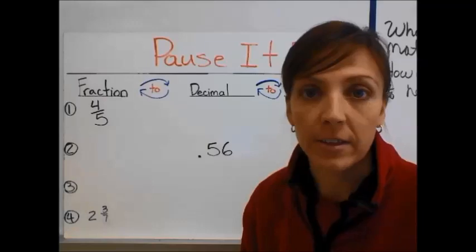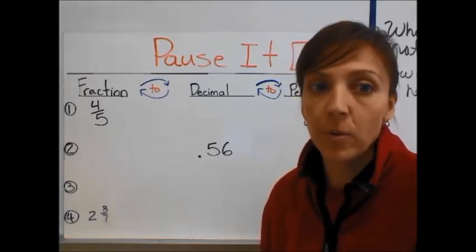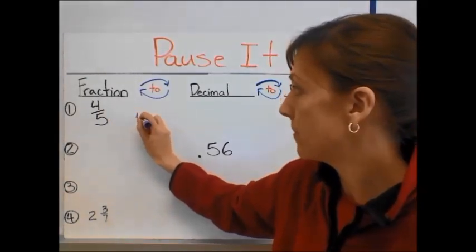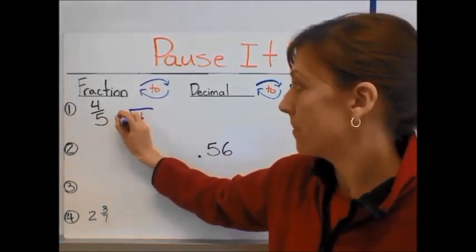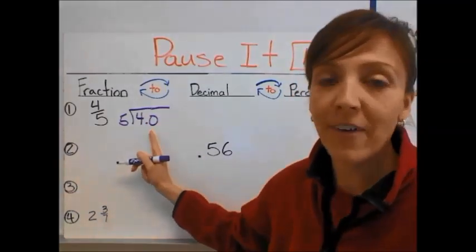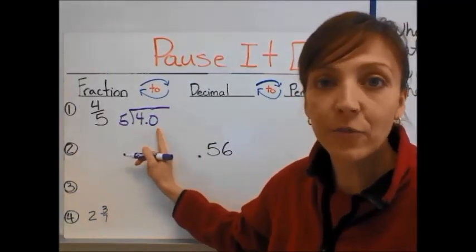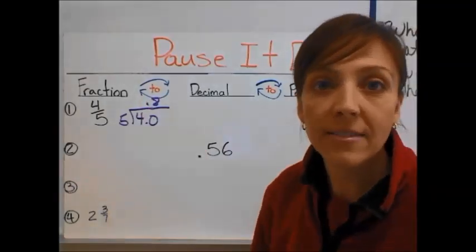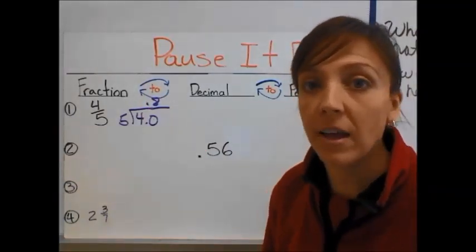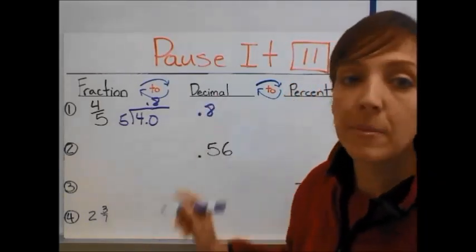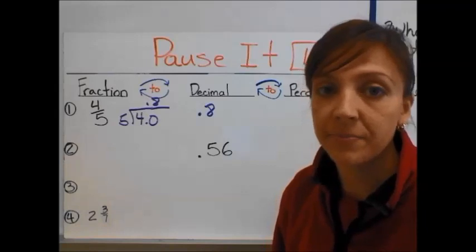Let's start with the fraction 4/5. 4/5 in the form of a decimal. Again, I can put the top number in the house and divide by 5. 5 into 40 goes 8 times, and 8 times 5 is 40. I'm done. As a decimal, I get 0.8 or 8/10.